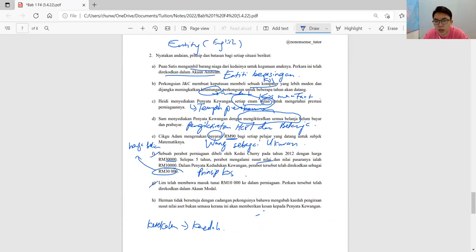Lin telah membawa masuk tunai 10,000 ke dalam perniagaan. When you see membawa masuk, sure we know that this is a entiti berasingan. Oh no, it's so easy. Now last one, H. Herman tidak bersetuju dengan cadangan perkongsinya bahawa mengubah kaedah pengiraan susut nilai bagi tahun semasa kerana ini akan memberikan kesan kepada penyata kewangan. Yes, when you see a kaedah, mengubah kaedah, tidak mengubah kaedah, this is a ketekalan. Full stop.